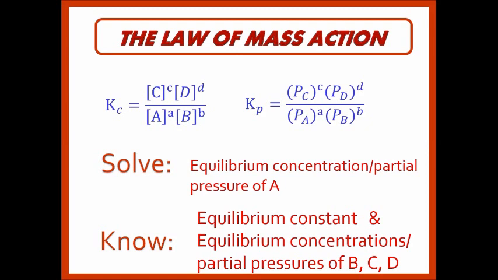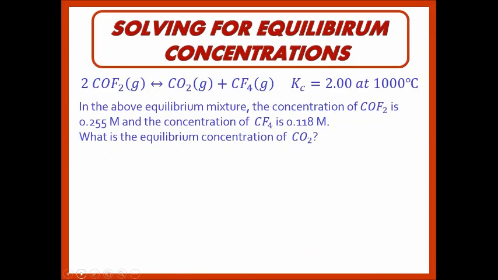Now in some situations you may know all of the equilibrium concentrations in the mixture except for one of the reactants or products, and you will be given the equilibrium constant for that reaction at a certain temperature. For example, we have the above equilibrium mixture and we're given the concentration of COF2 to be 0.255 molarity and the concentration of CF4 to be 0.118 molarity, and we're asked to find the equilibrium concentration of CO2.